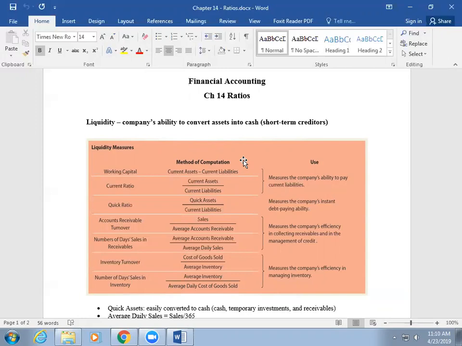In a minute we're going to get into this, but basically there are different types. We have 3 different categories of ratios, and then the computations and what they're used for is all in here. So that should really help you on your Chapter 14 exam. We'll refer back to that.